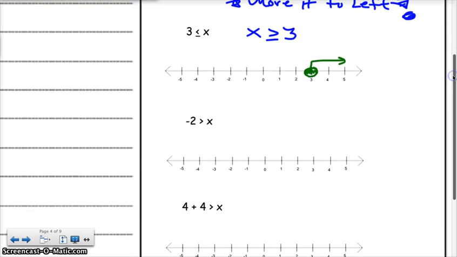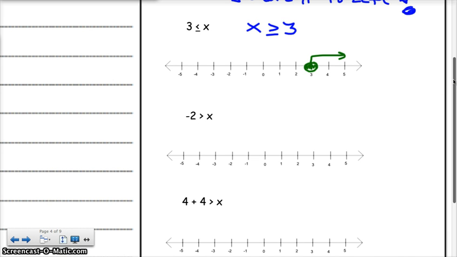Negative 2 is bigger than x. Again, my x is on the right, so I'm going to put my x on the left. So I write x. Now what's facing the x, the open mouth or the point? I need more students to pay attention here. What's facing the x here, the open mouth or the point? The point. So put the point facing it on the left-hand side, and then negative 2.